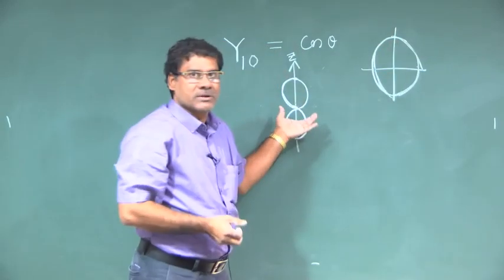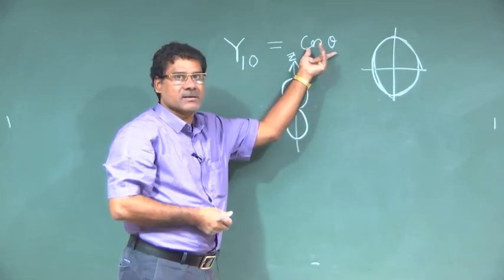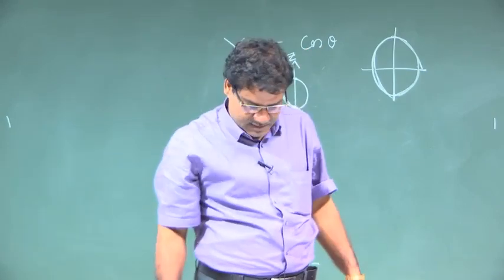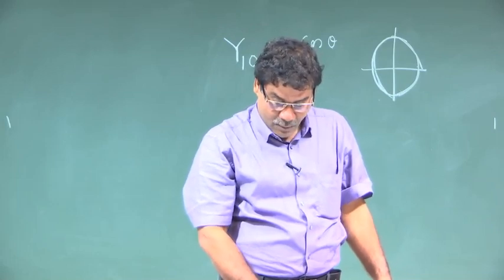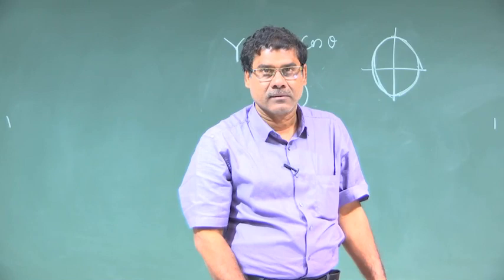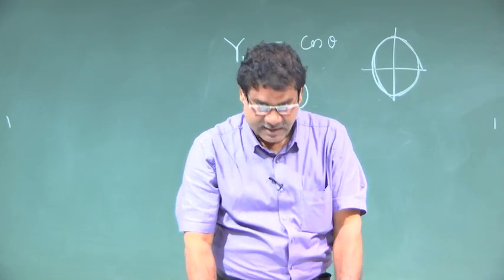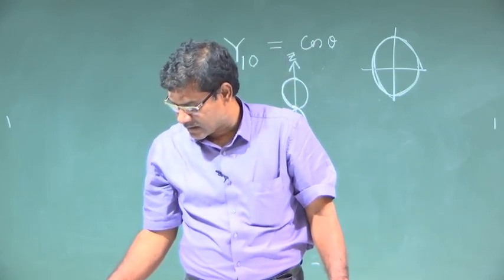So a dumbbell shape is coming because of this function, which is why I have drawn the cos theta term like this. Now when L equal to 1 and M equal to plus minus 1, what is the wave function in this case? In this case the wave function is a sin theta term.